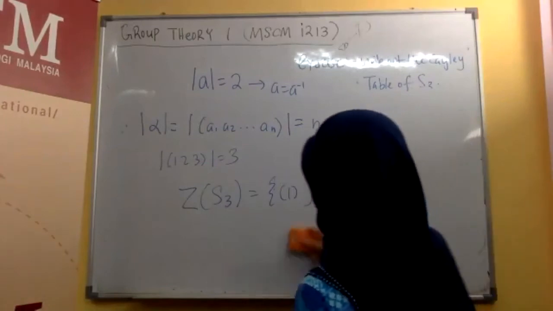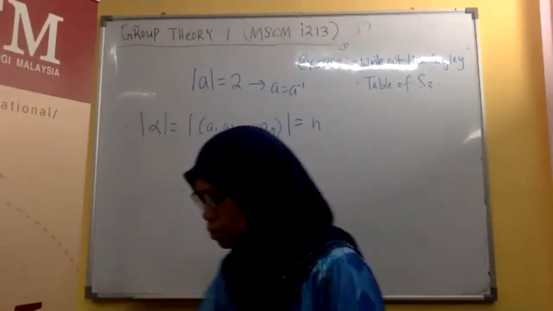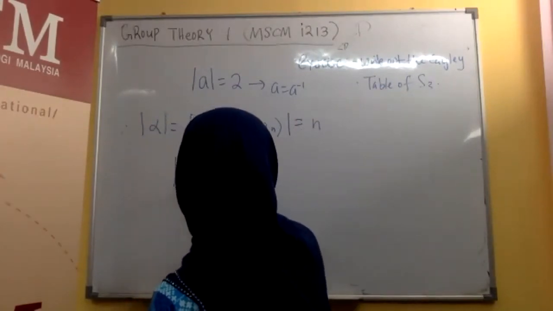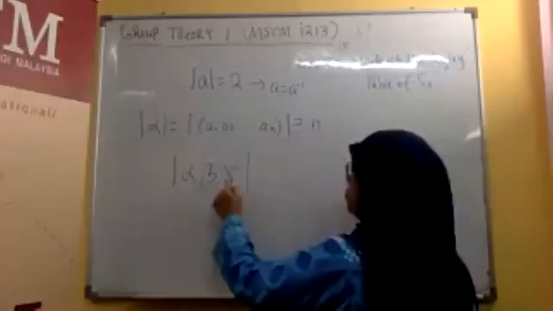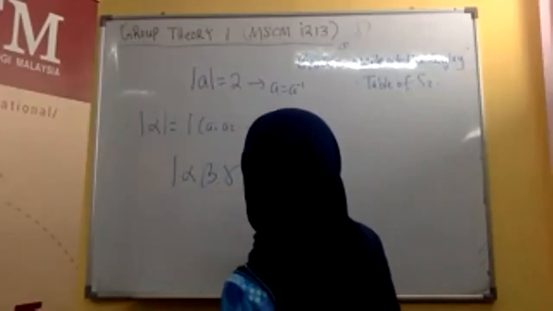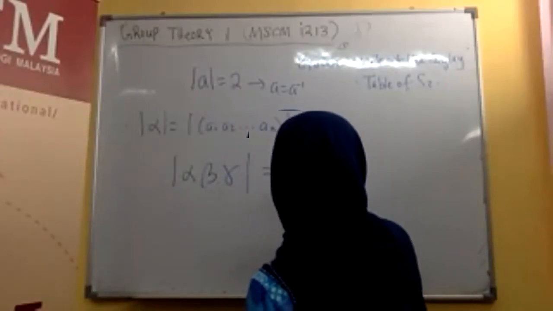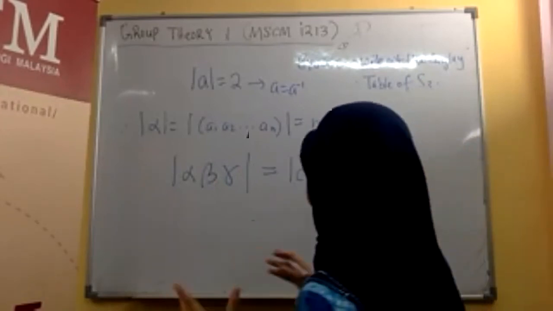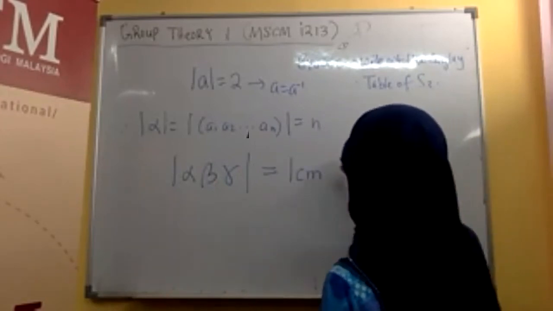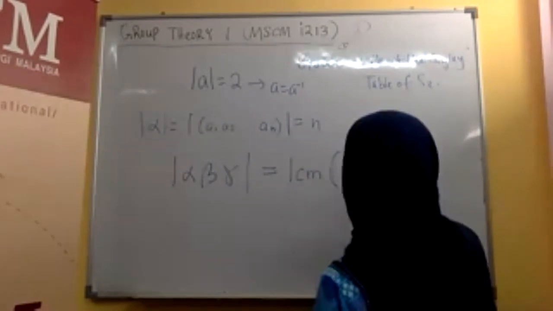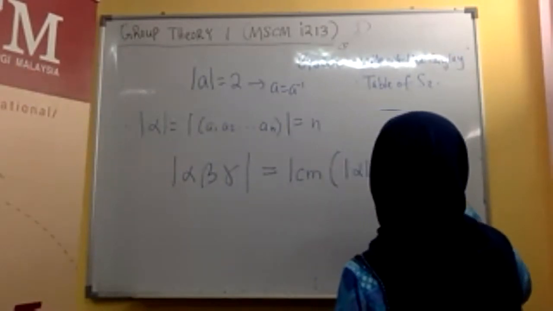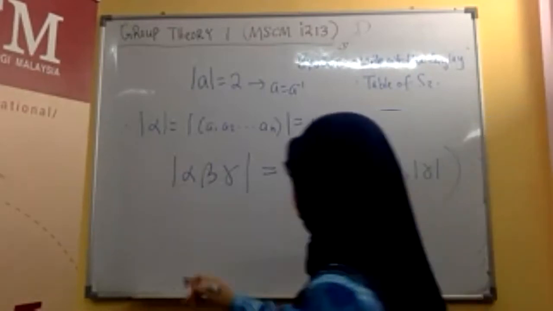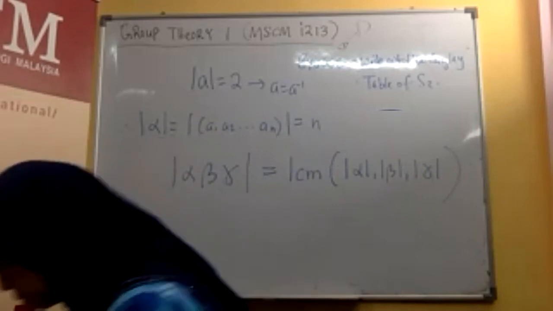All right, okay. So what about the order of alpha, beta, gamma, 3 different? Okay, so this is the LCM of, if you have alpha, beta, something like this. Okay, so if you have, okay, let me see.